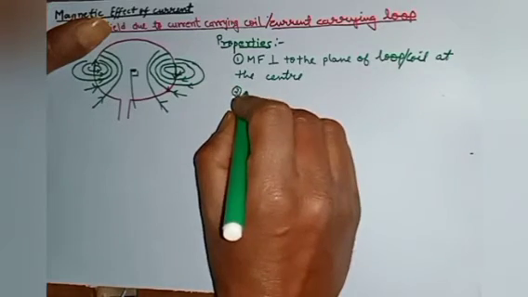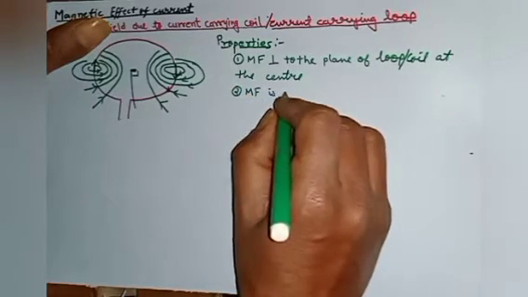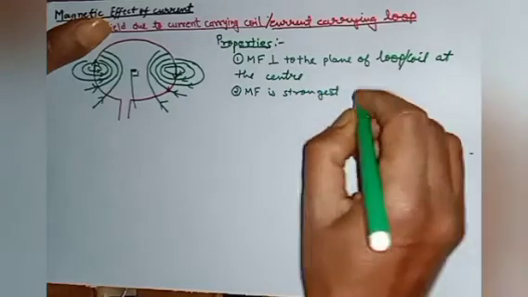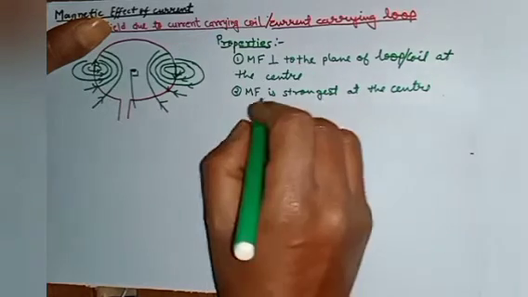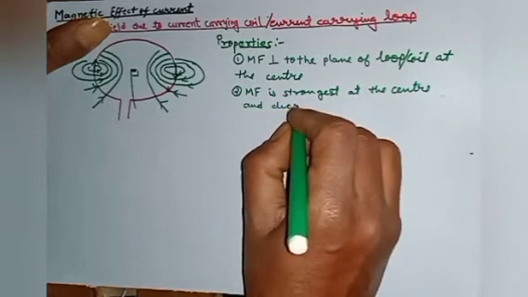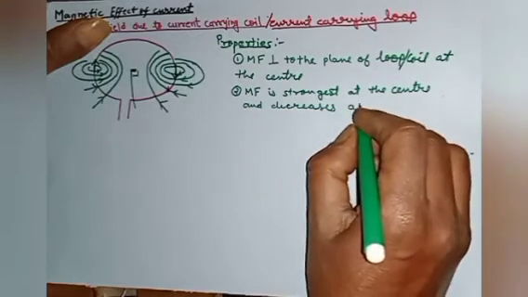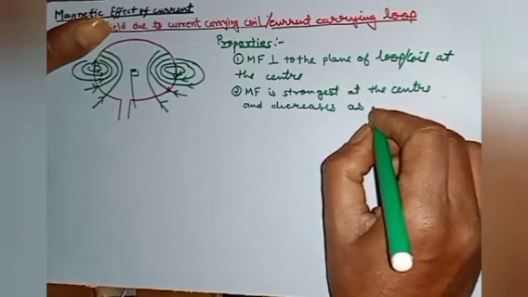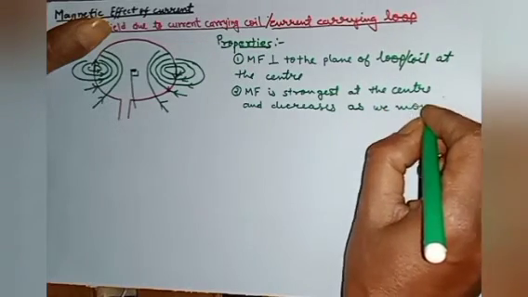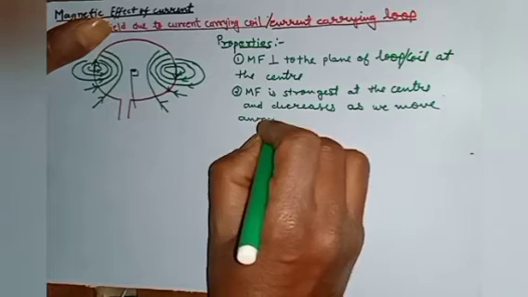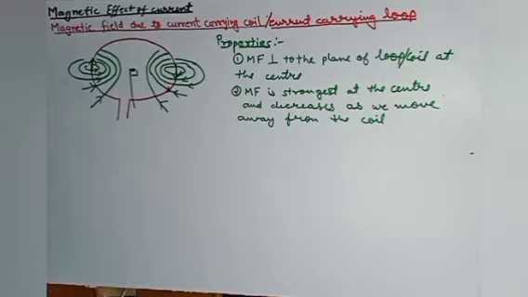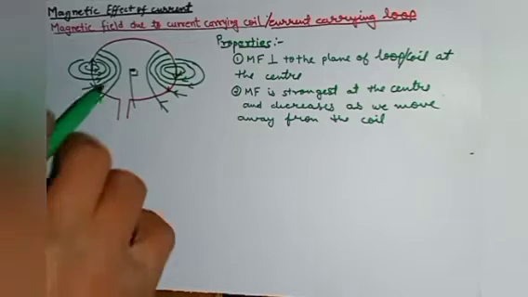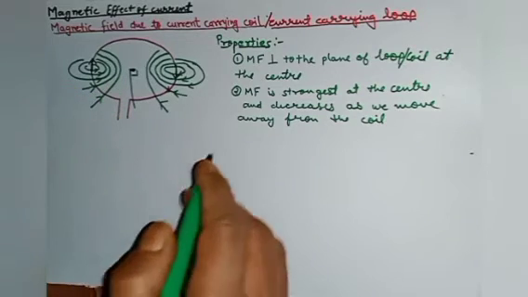Second thing, the magnetic field is strongest at the center and decreases as we move away from the coil. I would not say that it decreases directly or inversely, it is a bit complicated. So just keep this thing in your mind. The magnetic field is strongest at the center, and if we move away, it decreases.